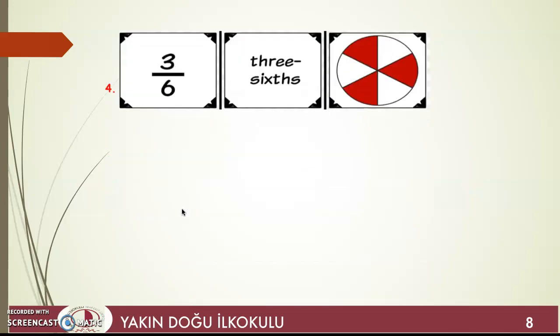Fourth example. How many numerators are there, children? There are 3. How many denominators are there, children? There are 6. 3/6.